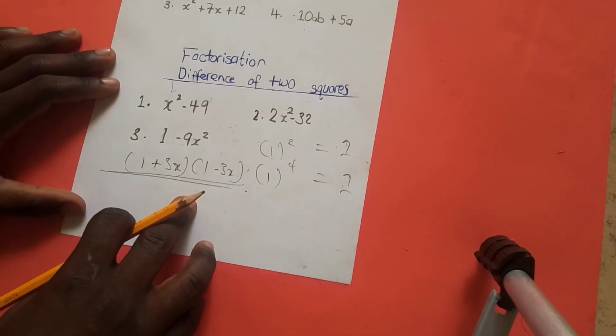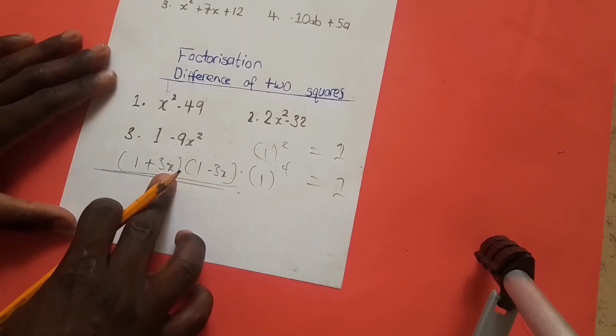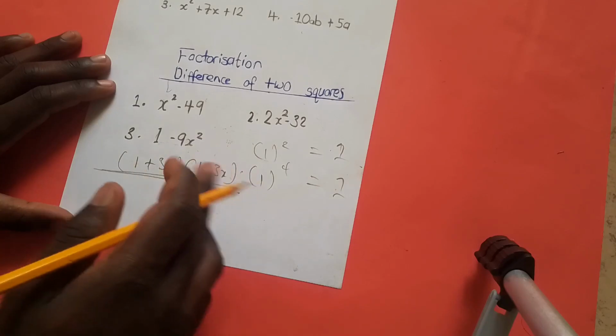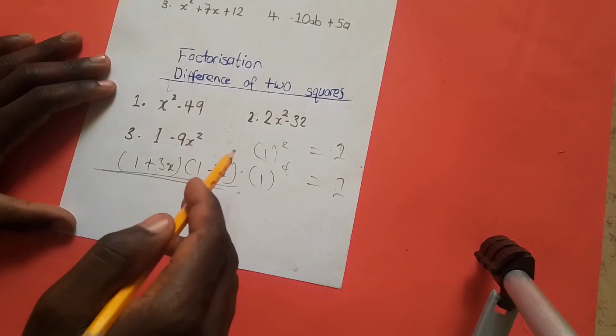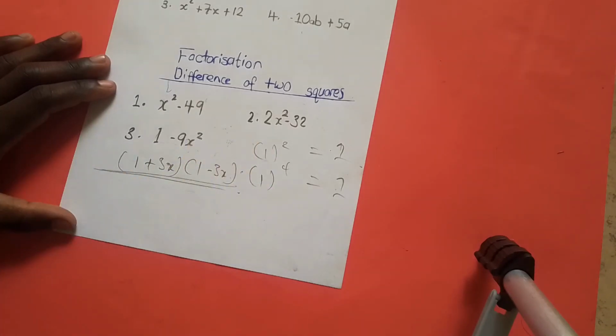Okay, how did I get the solution? If we multiply 3x and negative 3x, we get negative 9x squared. Then 1 times 1 will always be 1, right? So obviously this will lead us to 1 minus 9x squared. Then you're done with mathematics when you reach this.